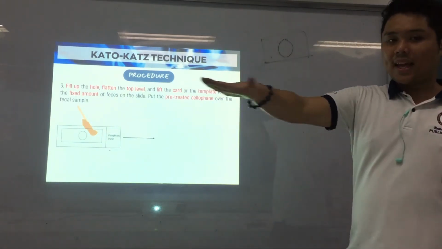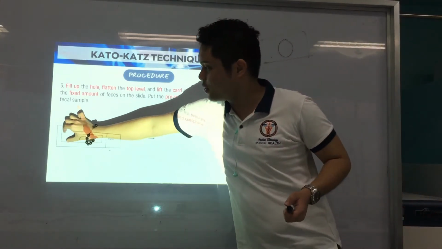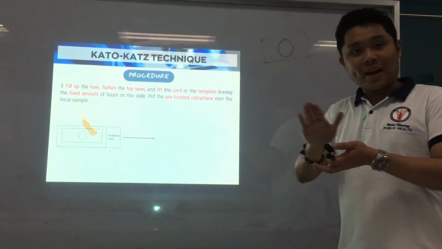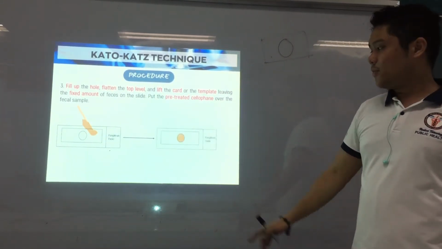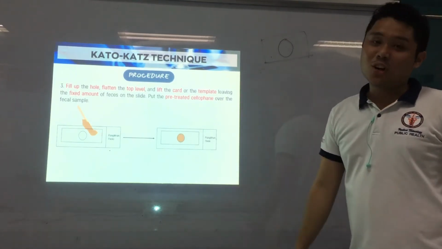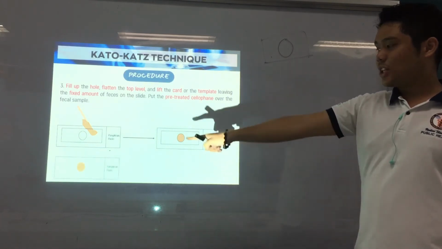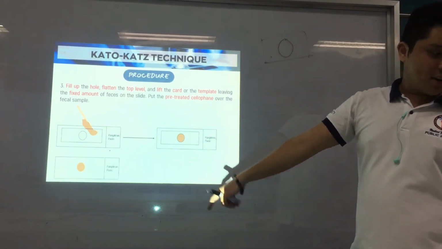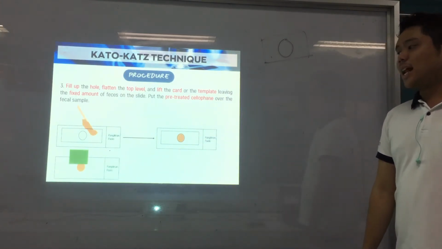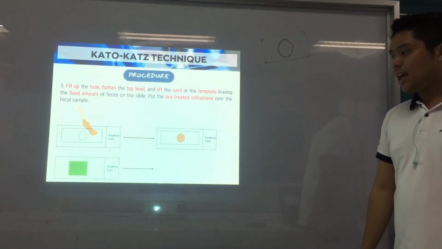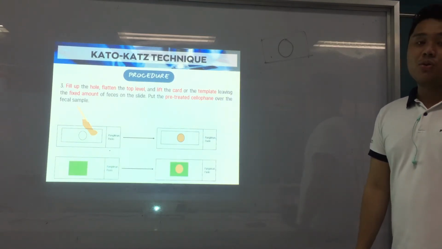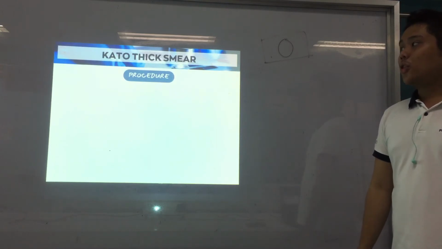So you flatten. You scrape also the surface of the template, so that you will have this perfect circle. And the next part, we remove the template, so that you will leave this circle of stool. And then of course, we add the cellophane and follow the procedure of the Kato-Katz.